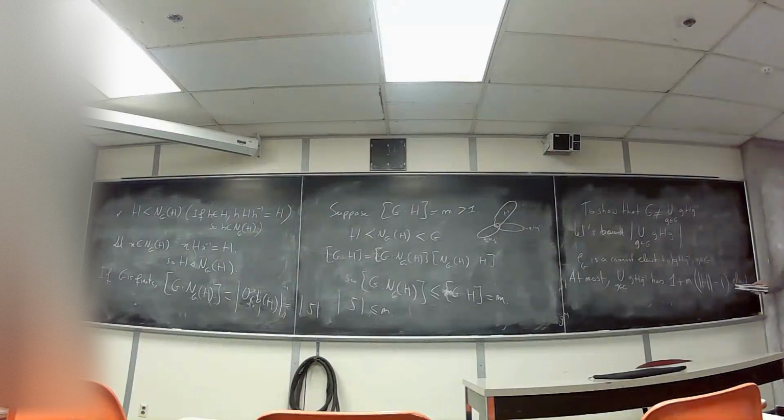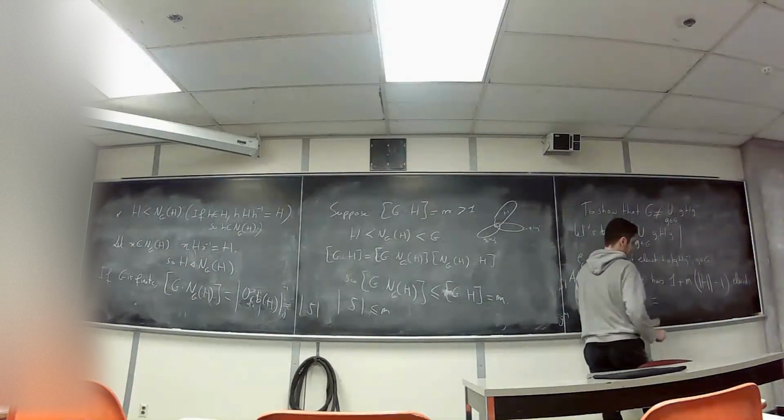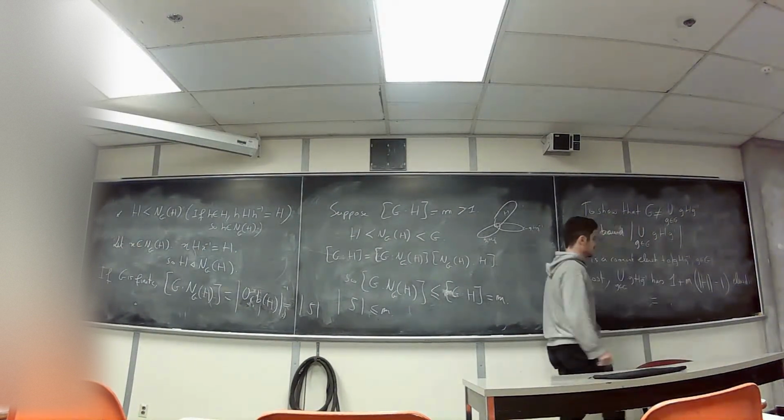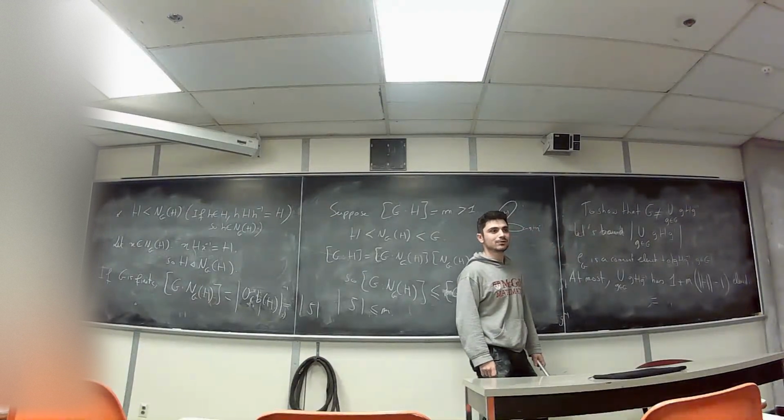So counting is good here. Yes, please. Once you distribute the M, you get M times size of H, which is size of G, and then you do minus M. But since M is strictly greater than 1, this is strictly smaller than size of G. Exactly. Very good. Are we good here or not?